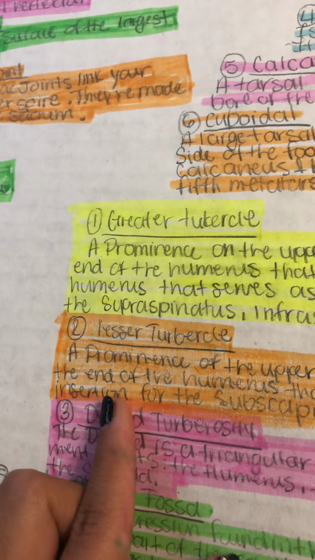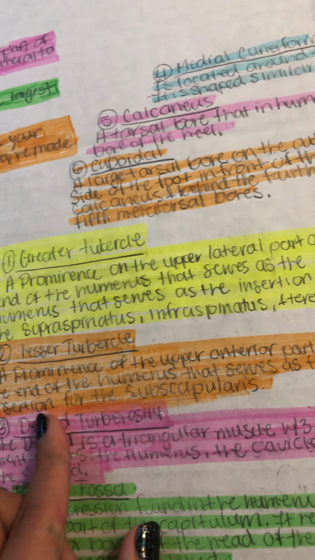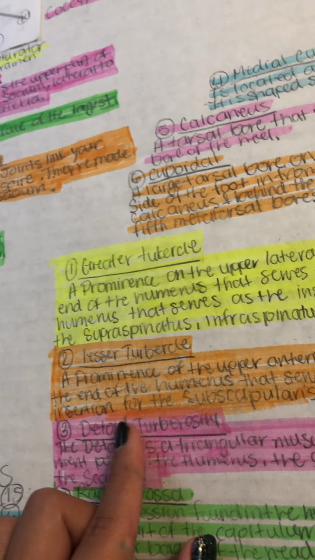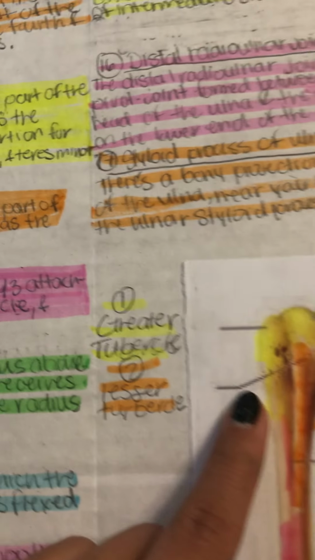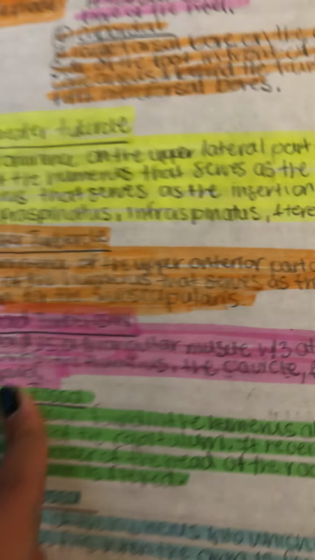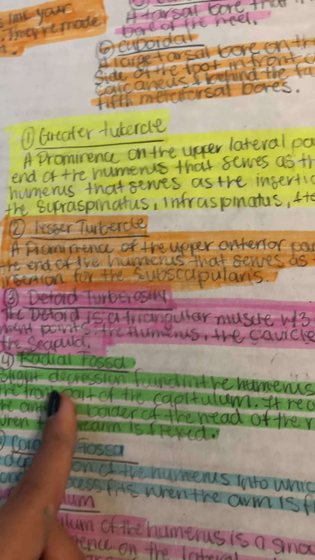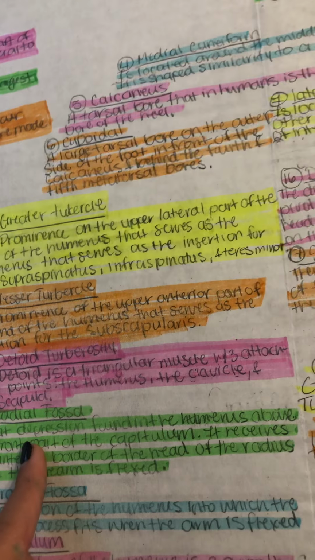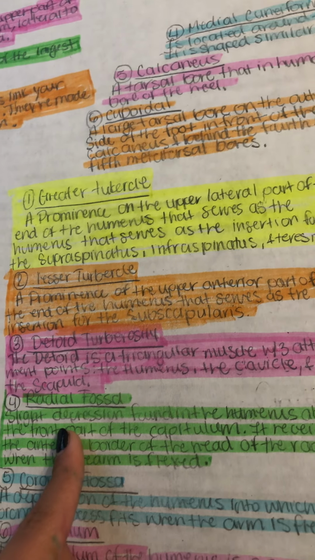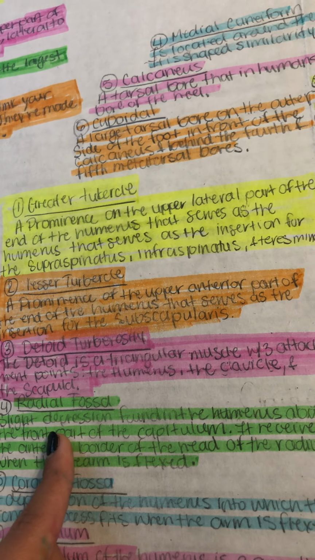Number 2, lesser tubercle. The prominence of the upper anterior part of the end of the humerus that serves as the intersection of the subscapularis, which goes right here, and this is the greater tubercle. Number 3 is deltoid tuberosity. The deltoid is a triangular muscle with 3 attachment points: the humerus, the clavicle, and the scapula, which goes right here.